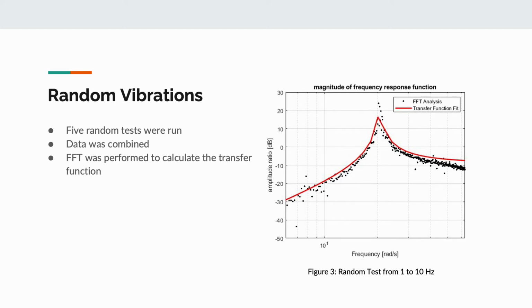The data was then combined, and a fast Fourier transformation was performed to calculate the graph as an amplitude ratio versus frequency in a semi-log scale. From this, we were able to determine a transfer function fit, and by doing this, we were able to figure out what frequencies established the amplitude ratio we were looking for.